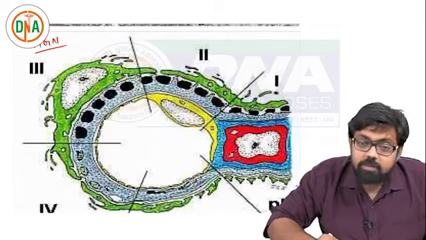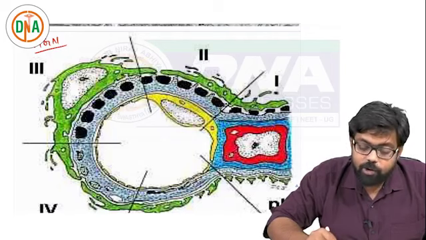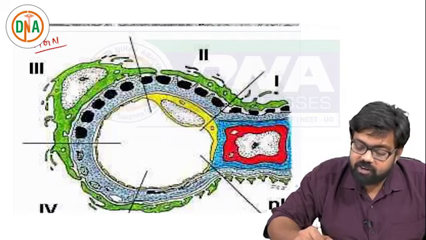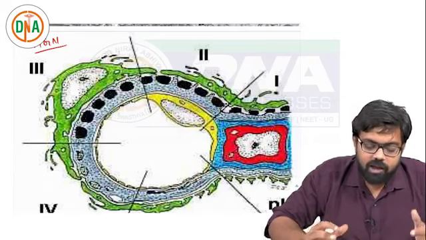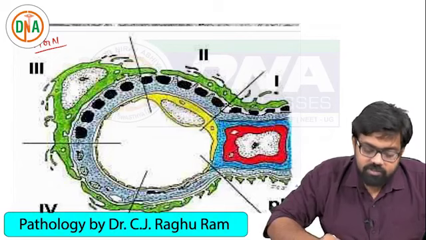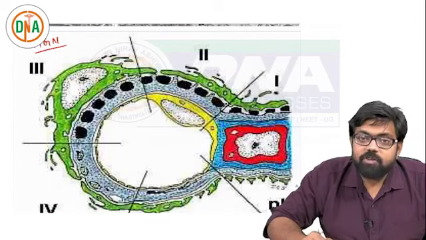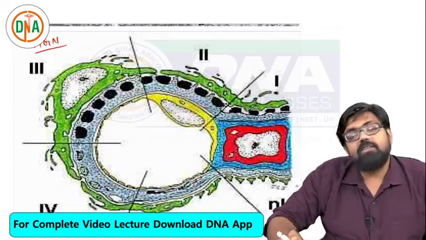See, in this image, the green colored cell is your visceral epithelial cell, the yellow colored cell is your endothelial cell, and this red colored cell is your mesangial cell. Don't stick on to the colors. Colors are not specific. In each diagram, the colors keep on changing. So this green colored cell is the visceral epithelial cell, the yellow colored cell is your endothelial cell, the sky blue colored structure is your basement membrane, and the red colored cell is the mesangium.